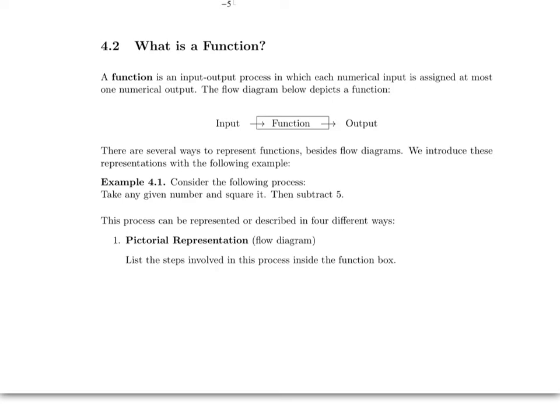Example 4.1. Consider the following process. Take any given number and then square it. Then subtract 5. This process can be represented or described in 4 different ways. We can draw the function using a picture diagram. That's the flow diagram you saw above. That's one way of representing this function. Another way of representing this function is by an equation or an algebraic representation. A third way of representing a function is by using a table of values, and a fourth approach is by using a graph.